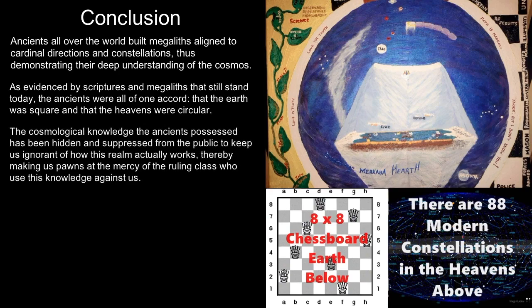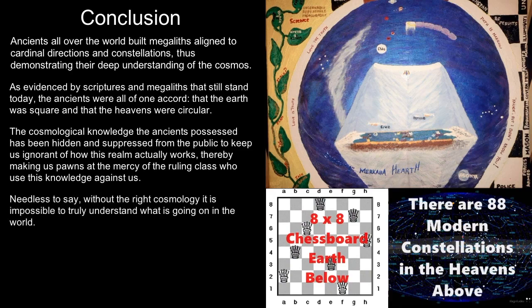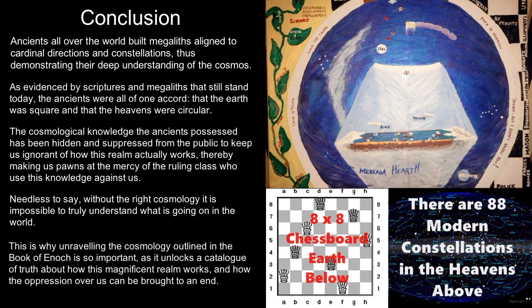The cosmological knowledge the ancients possessed has been hidden and suppressed from the public to keep us ignorant of how this realm actually works, thereby making us pawns at the mercy of the ruling class who use this knowledge against us. Needless to say, without the right cosmology, it is impossible to truly understand what is going on in the world. This is why unraveling the cosmology outlined in the Book of Enoch is so important, as it unlocks a catalogue of truth about how this magnificent realm works and how the oppression over us can be brought to an end.